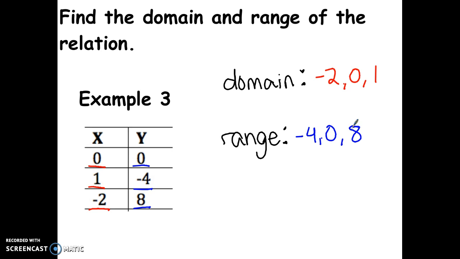If for some reason you happen to have a relation that has any numbers listed more than once, you don't have to keep writing the number as many times as it occurs. When you list your domain and range, you simply have to just list the number once, and that's fine.